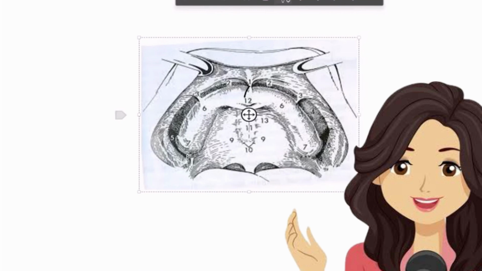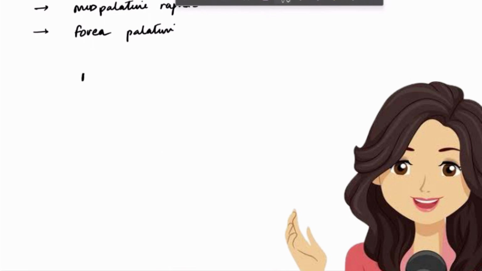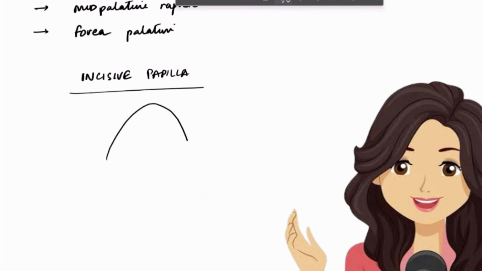In the anterior portion of the maxilla, you have your incisive foramen. So in the anterior part of the maxilla, let us start with the incisive papilla. What is it? In the anterior part of the maxilla, just where our central incisors are, you see a papilla-like structure. It is lying over the incisive foramen.